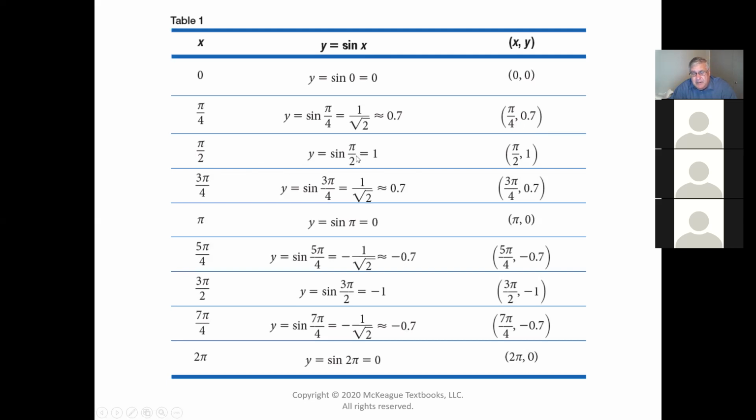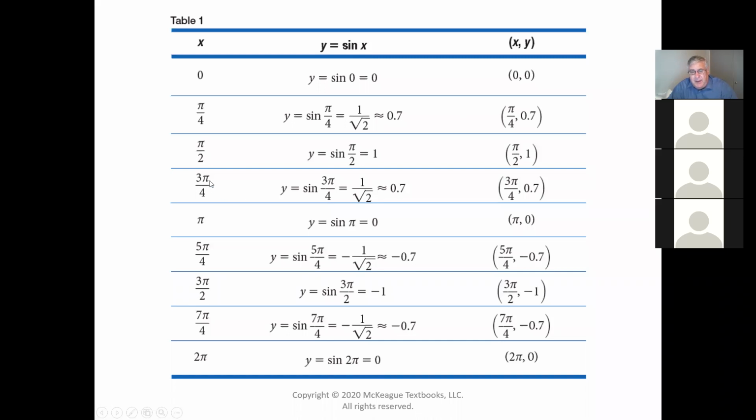Onward we go. If x is equal to pi half radians, what's the sine of pi half radians, or the sine of 90 degrees? Well, that's the point up there on the y-axis, the point (0, 1), the y coordinate of which is 1. So the sine of pi half radians is 1. Hence, pi halves comma 1 would be another point found on the graph of y equals sine x.